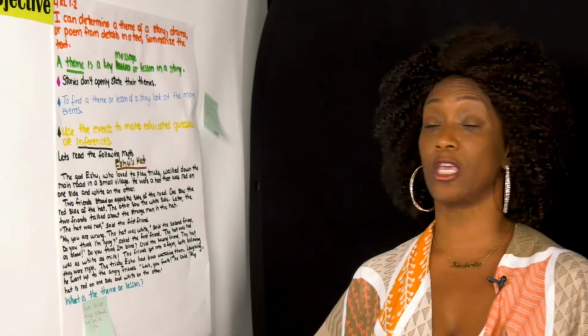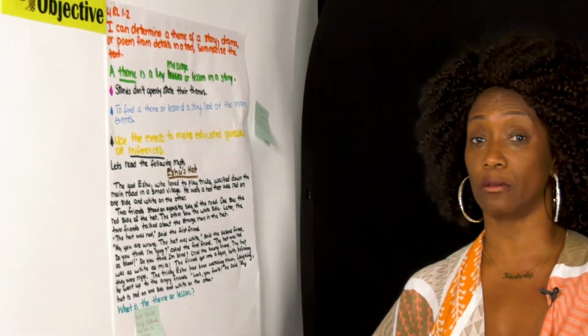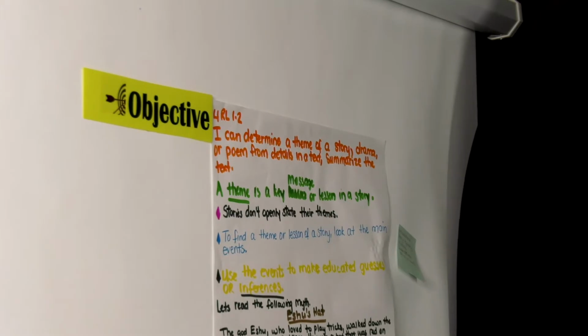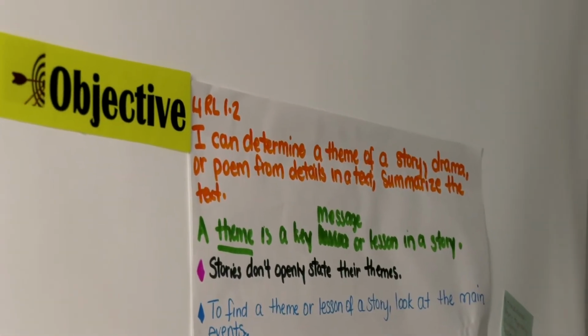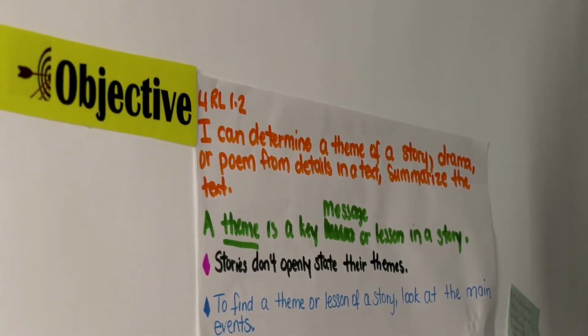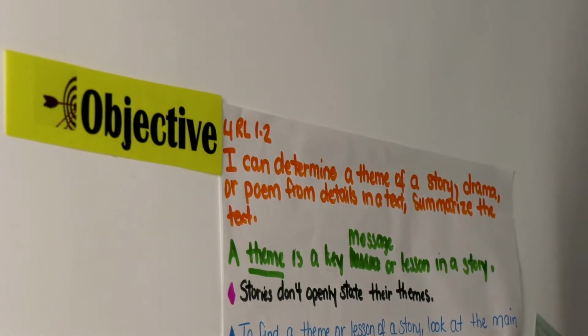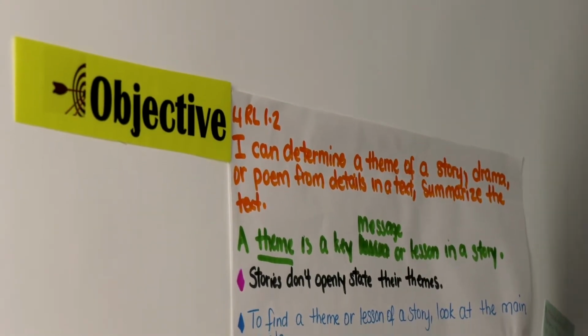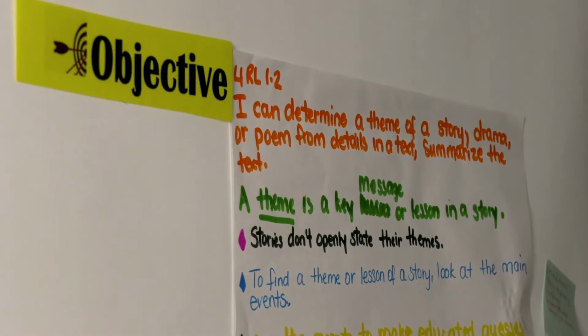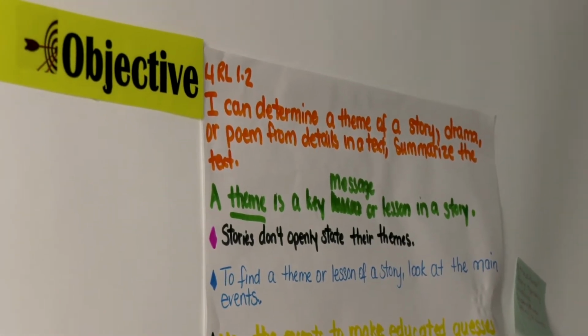We were working on RI, reading informational. Let's shift up our genre a little bit to reading literary texts. Those are the storybooks, fairy tales, and fables, all of those stories, characters, and different events.